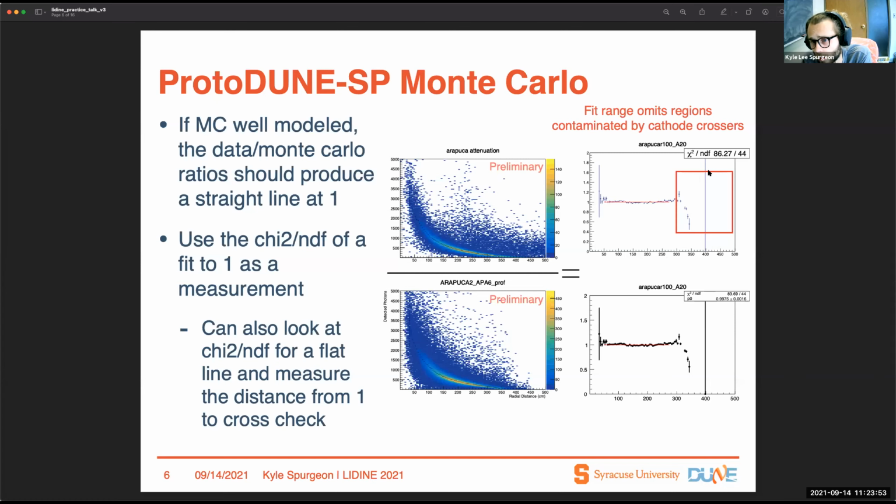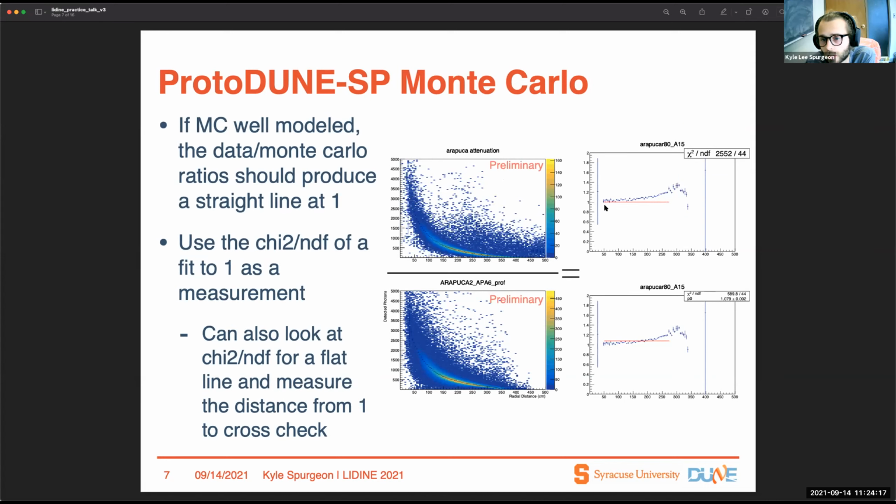Just as a note, I told you that I would tell you where these cathode crossers have the most effect. It is in this red box somewhere after 300, and you can see that we have a large disagreement between data and Monte Carlo because the data is underestimated in that area. But you can see that our fit range is some length before that so that we don't run into that region of mismatch. So this here is an example of a good fit close to 1.